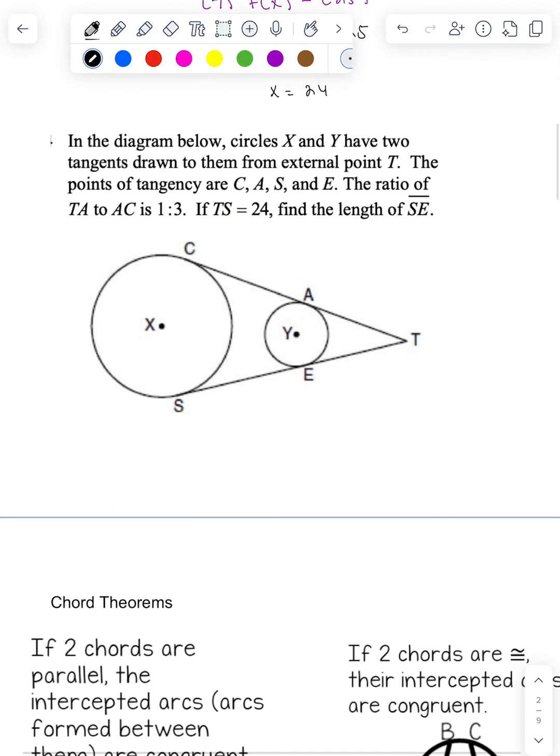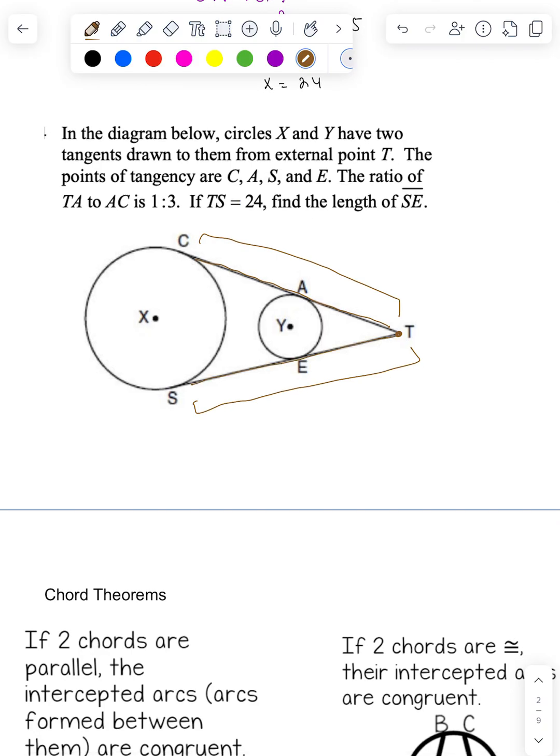In the diagram below, circles X and Y have 2 tangents drawn to them from external point T. Right away, I know that when we have 2 tangents from the same external point T, they are congruent. So tangent CT to circle X is congruent to tangent ST to circle X. But wait, that's the tangents to circle X.